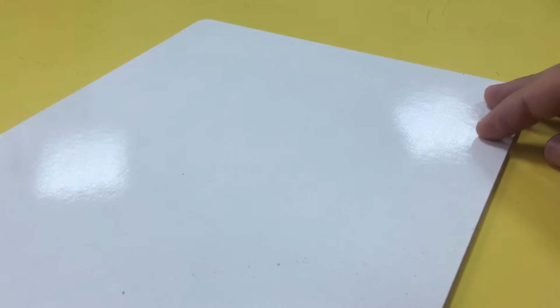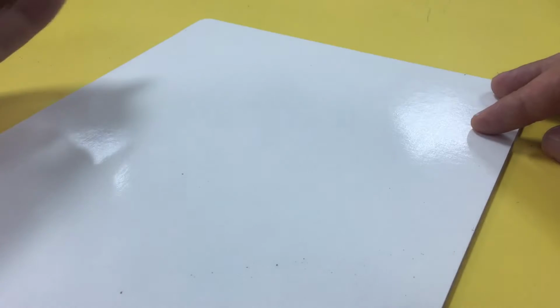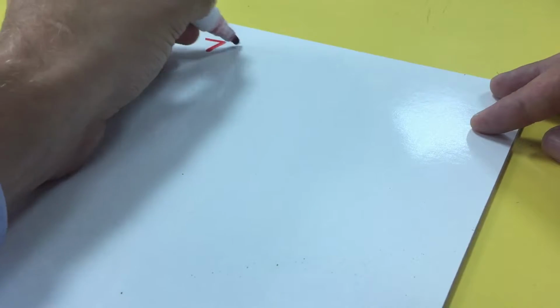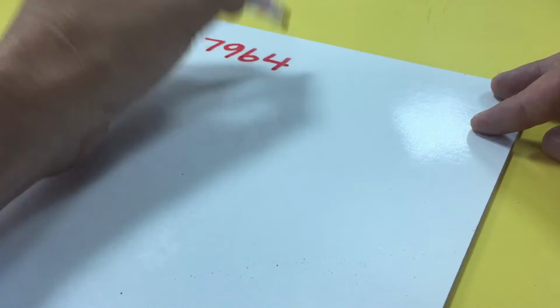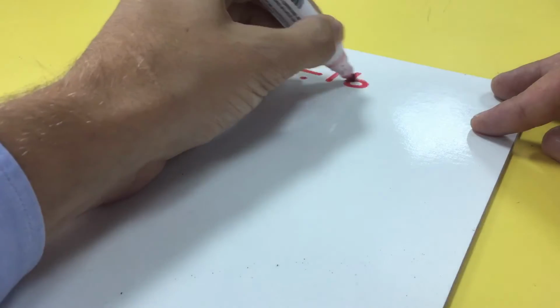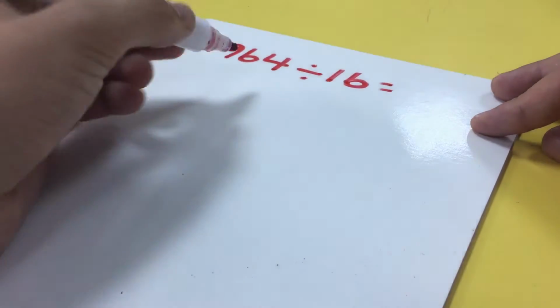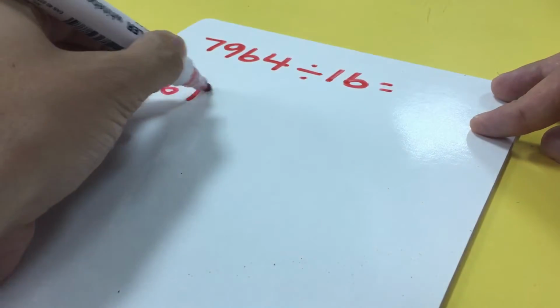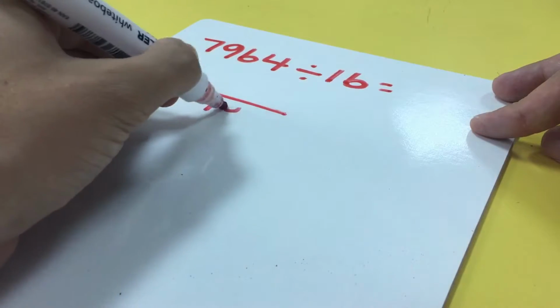Okay, I just wanted to do another example, especially where you get a remainder in your answer as well. So let's have a look at this question, slightly harder this time. So it's 7,964 divided by 16. Once again, we need to rewrite the method in bus shelter.